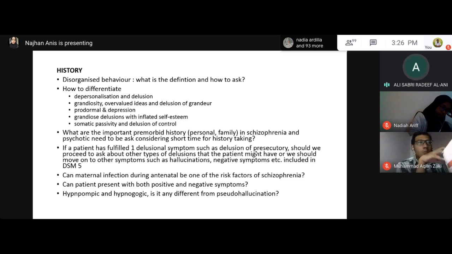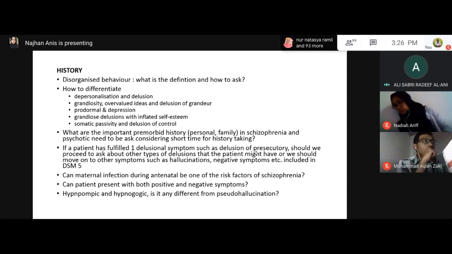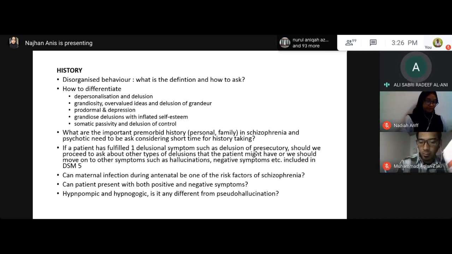Some books say that hypnagogic and hypnopompic phenomena are a type of pseudo hallucination. Some books say that they are a type of hallucination. Okay, but all the books say that they are not diagnostically very significant because they can be present in normal people.